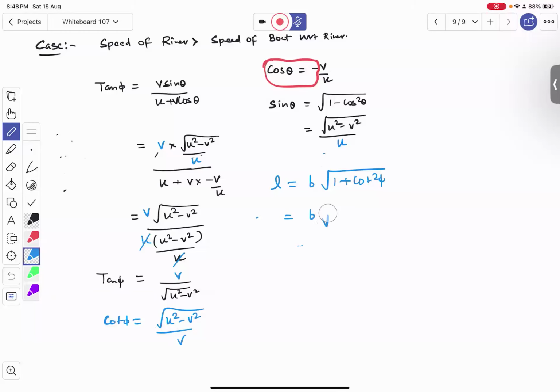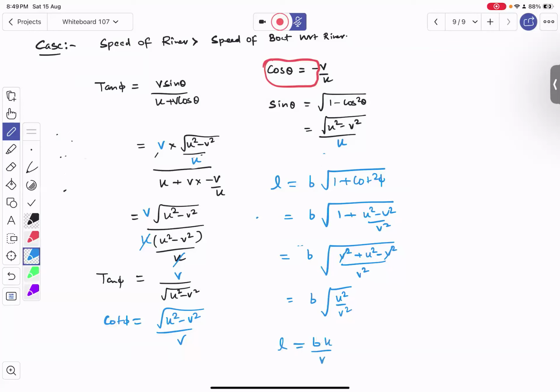So B into root over 1 plus U square minus V square by V square, correct? So B into root over U square plus U square minus V square by V square. So V square gone. So B into root over U square by V square. So in this case, L is equal to B into U by V.